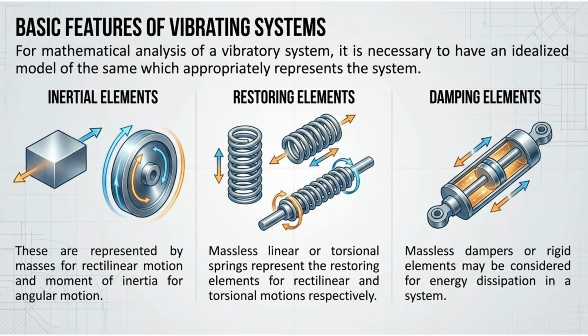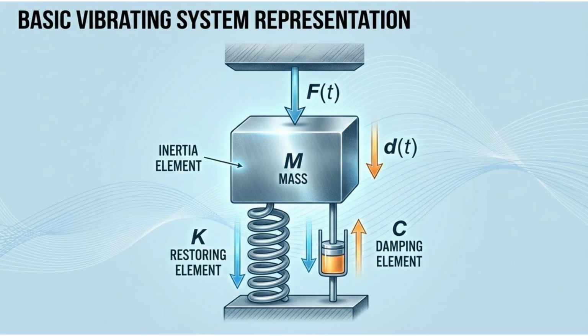Vibrating systems consist of three basic elements for mathematical analysis. Inertial elements represent mass and moment of inertia. Restoring elements are represented by massless springs. Damping elements, like dampers, account for energy dissipation in the system. This diagram illustrates the basic vibrating system representation, with the inertia element M, the restoring element K, and the damping element C, subject to an external force, F of t.